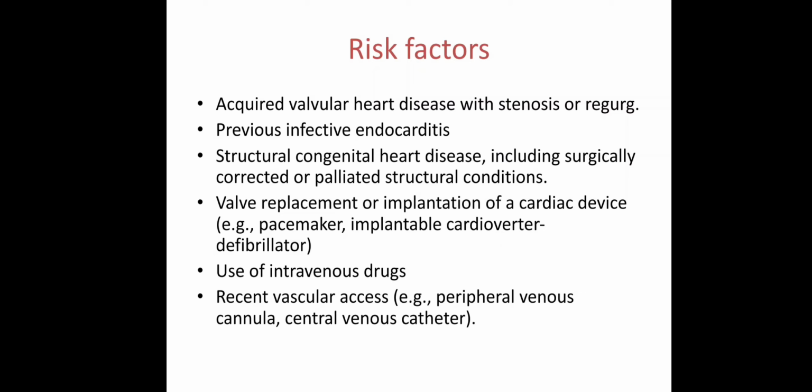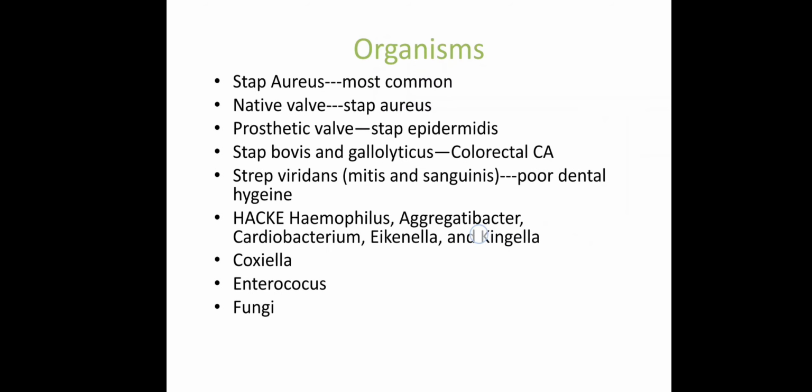Intravenous drug abusers, and vascular access, the peripheral venous cannula or the central venous catheters, these are all other risk factors. Next, the organisms which are known to be associated with infective endocarditis. The most important is Staph aureus. Let's divide now which organism is most commonly involved in a native valve and which in the prosthetic valve. In the native valve, Staph aureus is most common, as I said.